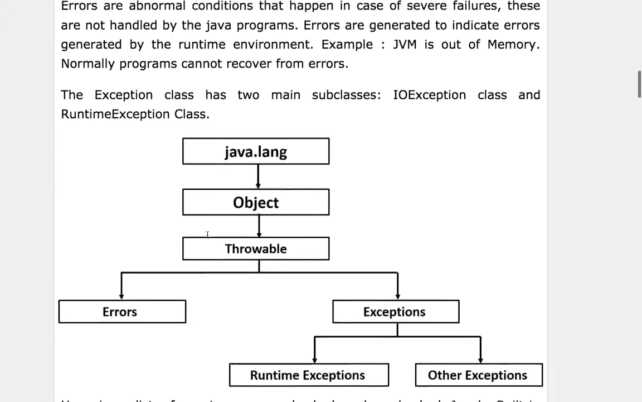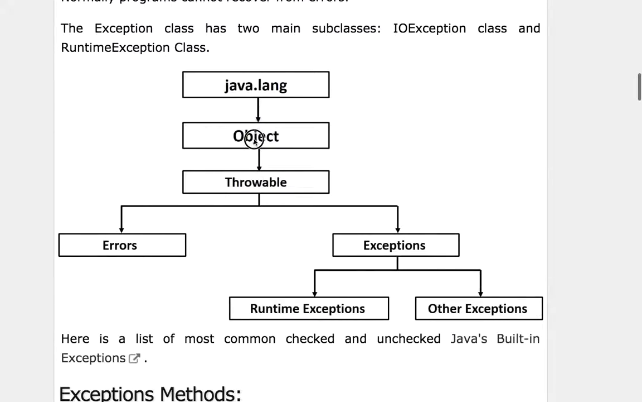In this class hierarchy of exceptions, you can see the Object class is at the top. Everybody extends that class; everybody has this class as the super class. Then we have Throwable, which is just below Object, and then Errors and Exceptions.